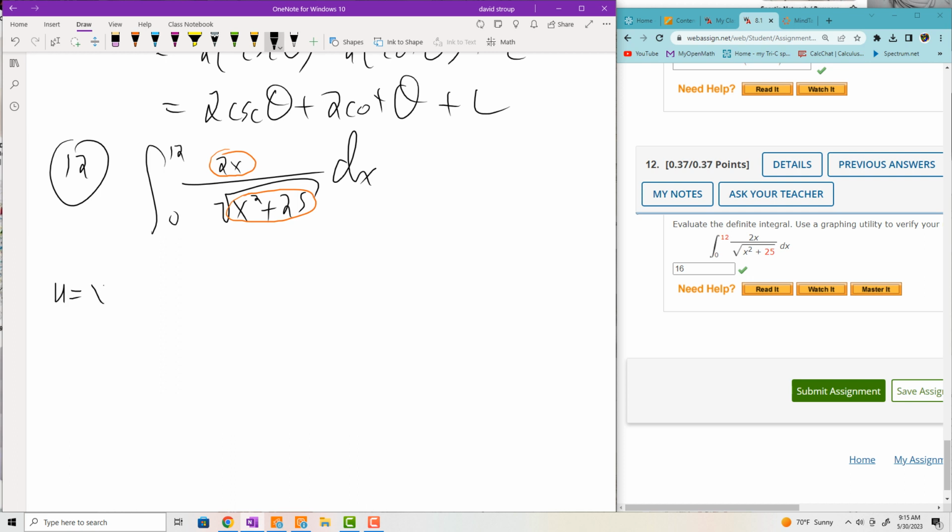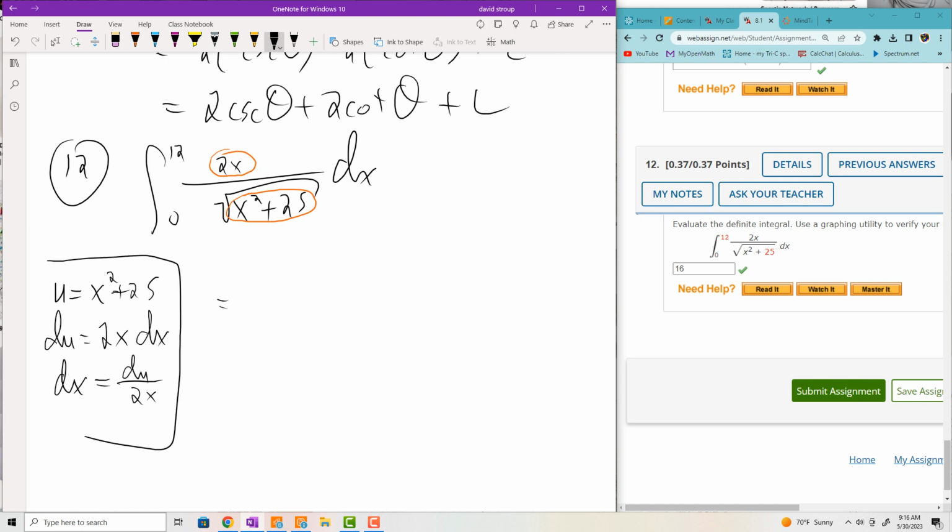So I'm going to let u be x squared plus 25. And then du will be, well, the derivative of x squared is 2x. Derivative of 25 is 0, so it's just 2x dx, and then you solve for dx. Okay. So we'll have the integral of 2x all over the square root of u times dx, which is du over 2x. I'm dropping the 0 and the 12. I don't want those when I'm working in terms of this other variable.